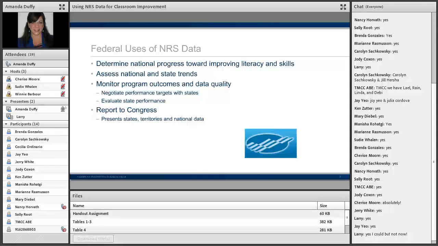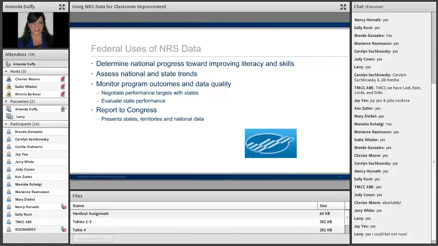So your state collects data based on perhaps some state-specific goals or interests, but all of our federally funded programs collect and report consistent data, and you would be familiar with this through the NRS tables. This is used at the federal level to determine national progress towards improving literacy and skills of the adults being served. The data is reviewed and analyzed to identify national and state trends.